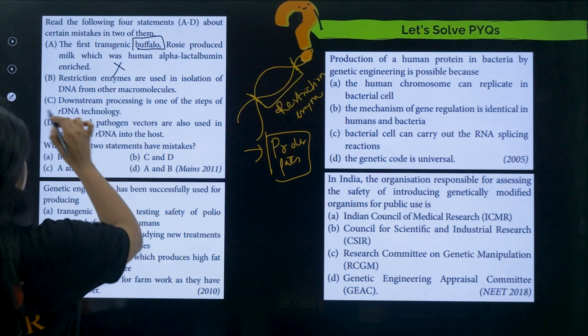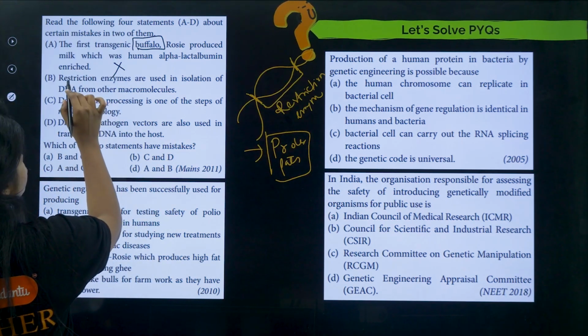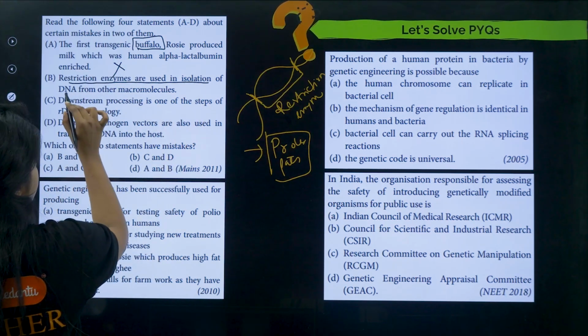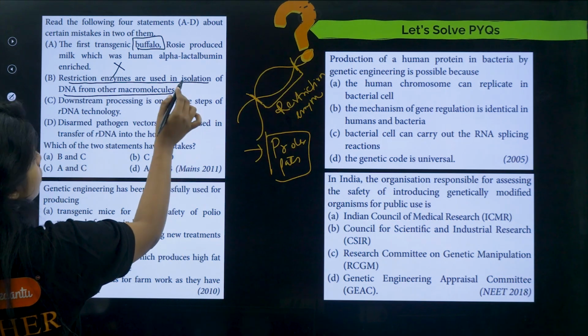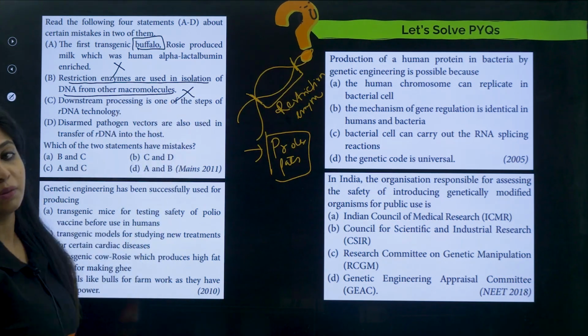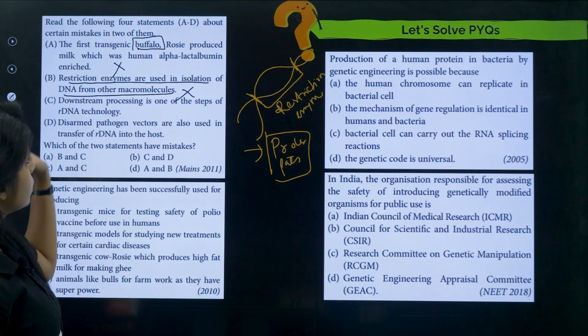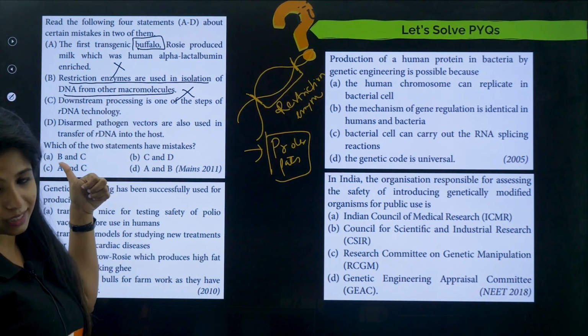So this statement, again, this is wrong. Now this question is a mix of two chapters, that is biotechnology principles and processes, and this. So this is wrong. It is not used for isolation of DNA from other macromolecules. So A and B are wrong, rest all the things I explained previously, it's correct.